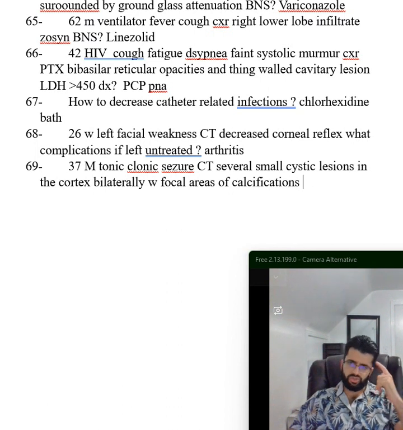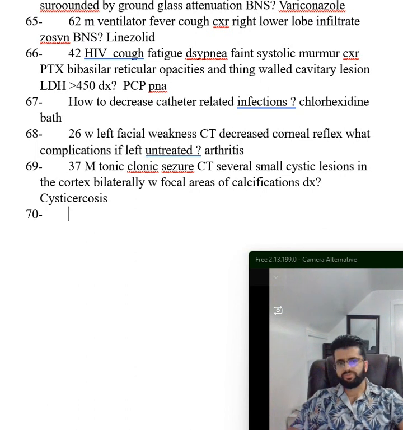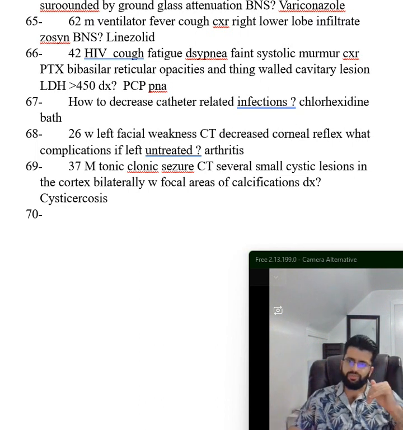What infection touches the brain and causes several cystic lesions in the cortex and calcification? There is only one, just like in the mandible, there's only actinomyces there. This one, there's only one thing, and the diagnosis is called cysticercosis. Okay, this is cysticercosis, neurocysticercosis, common in Central and South America, Sub-Saharan Africa, and Asia.